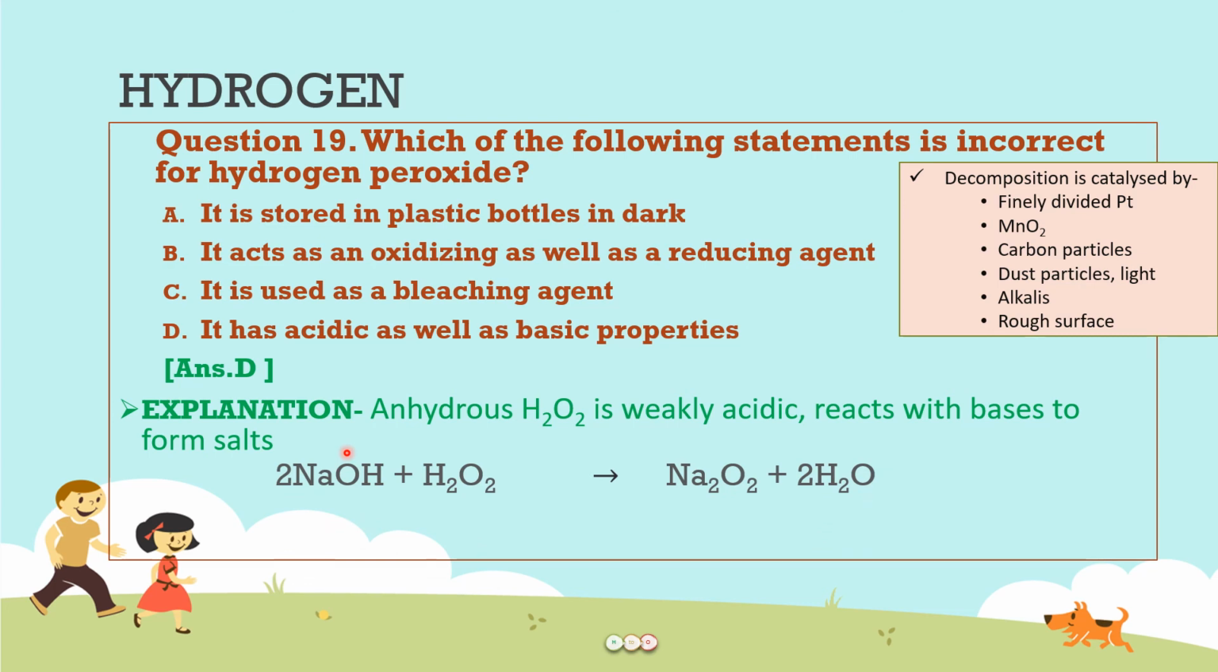For example, when NaOH reacts with H2O2, it forms sodium peroxide along with water. Similarly, you have already seen one reaction of sodium carbonate with H2O2, which also forms sodium peroxide along with water and carbon dioxide. Na2CO3 is also a basic salt. Na2CO3 is made up of NaOH and H2CO3. NaOH is a strong base and H2CO3 is a weak acid. So the salt formed by a strong base and a weak acid is going to be basic in nature. Do remember that these two reactions show that hydrogen peroxide is going to be weakly acidic.